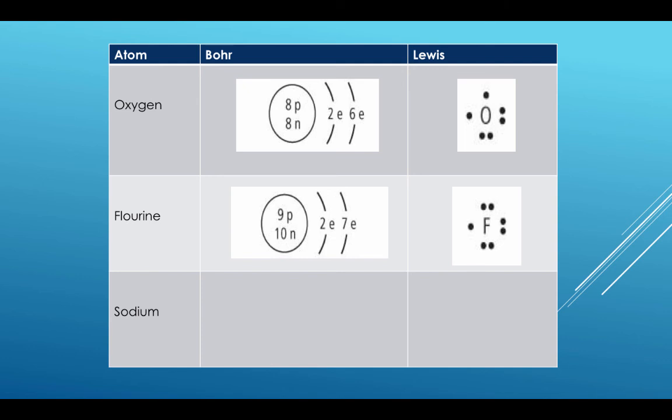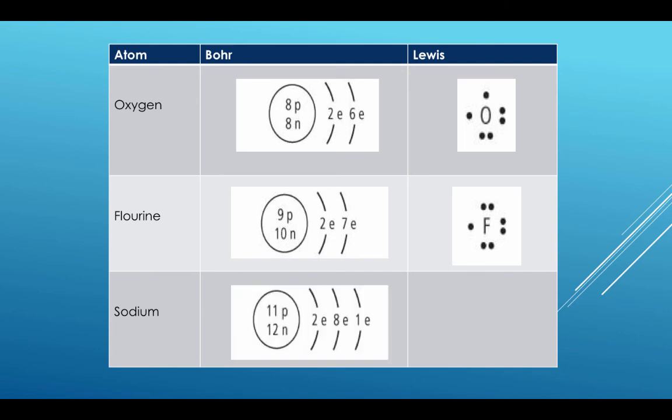Elemental sodium has 11 electrons, and its Bohr diagram would look like this. The lone valence shell electron results in a Lewis dot diagram that also has a single valence shell electron.